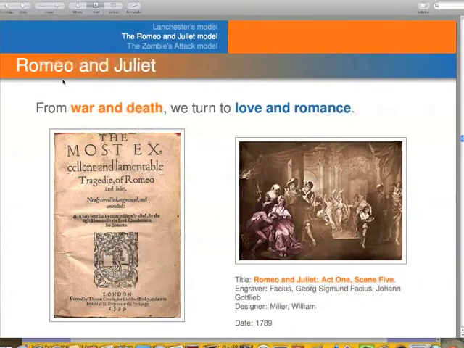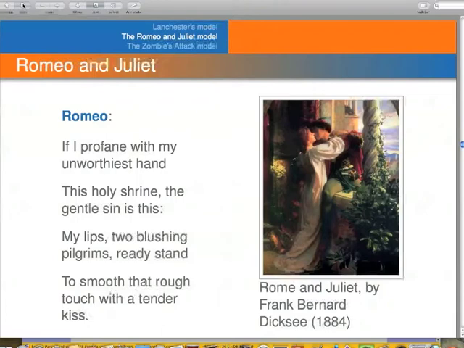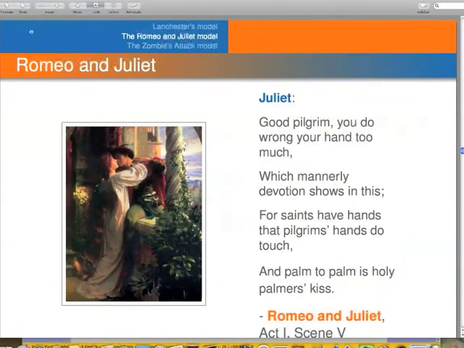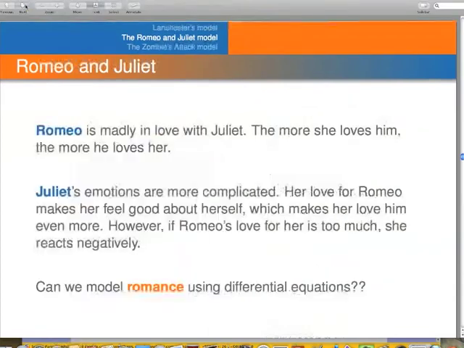Well, let's move on. That was war. Let's move on to love, Romeo and Juliet. Here's Romeo saying wonderful things to Juliet, and then Juliet is in love with Romeo too. And those are famous lines from the play by Shakespeare.